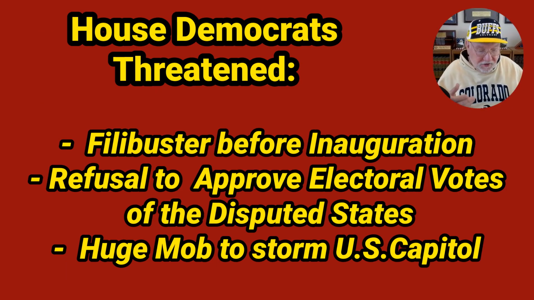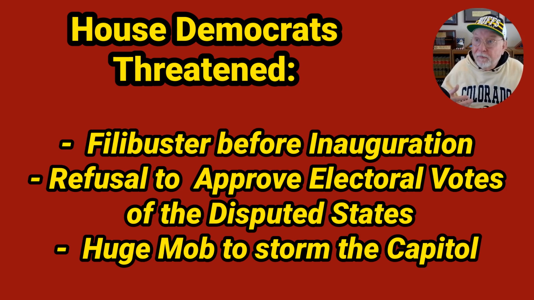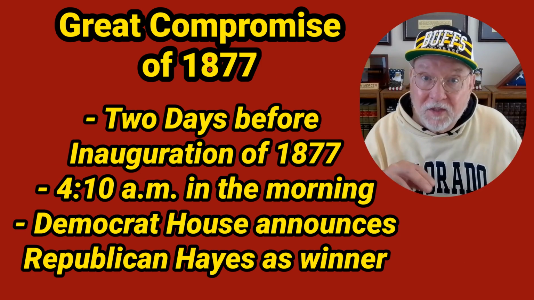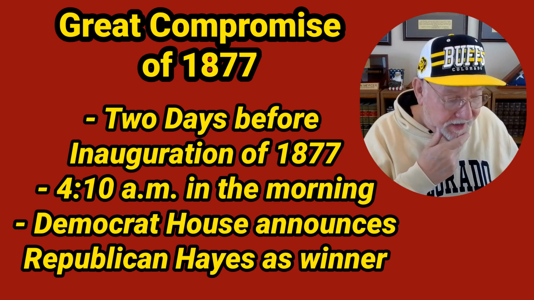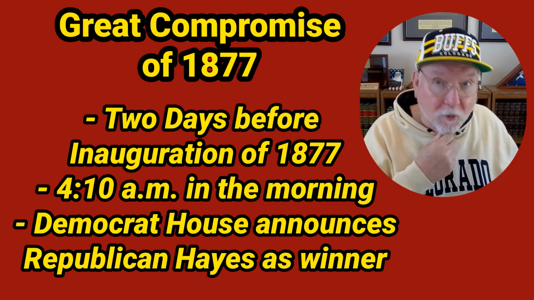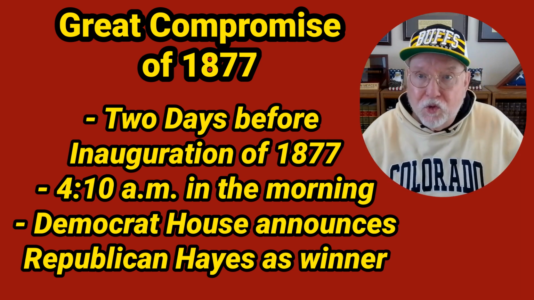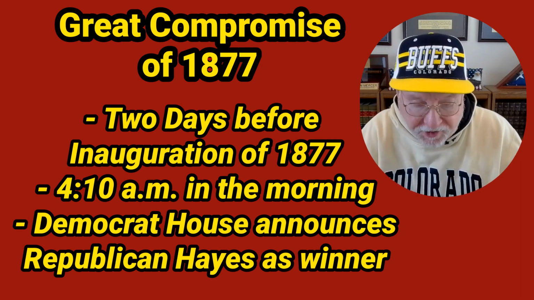There were rumors that the Democrats were going to have a filibuster in the House, where they actually approved the final votes, and they were going to send a mob to the Capitol. They still would not approve the vote. And there was a meeting. It was nearly 4 months after the election, 2 days before Inauguration Day.